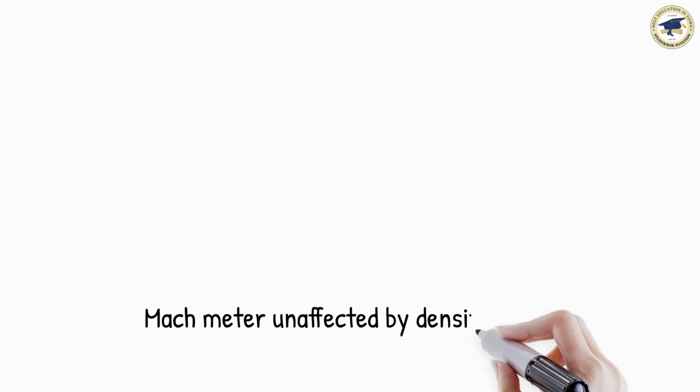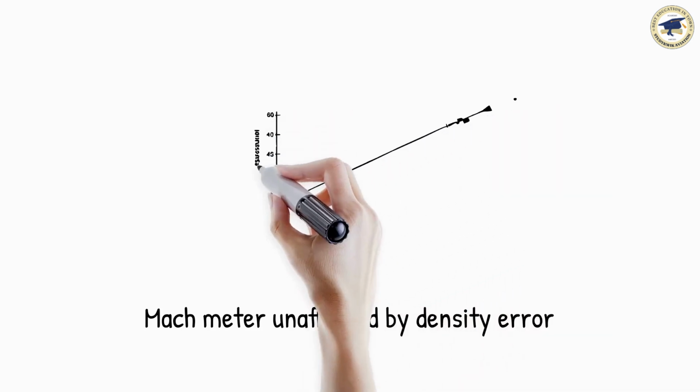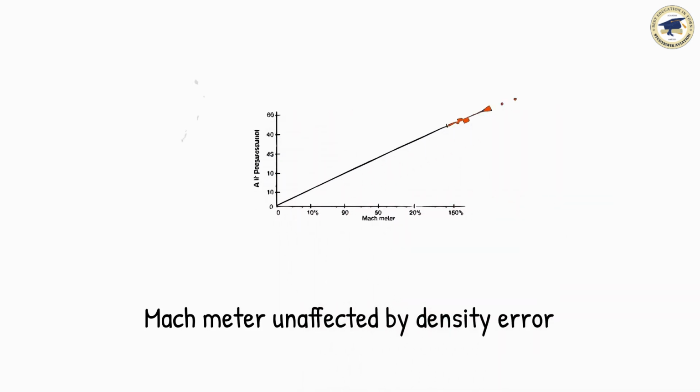Interestingly, the Mach meter does not suffer from density error. This is because both dynamic and static pressures are affected by air density in the same proportion, and when the ratio is taken, the effect cancels out.